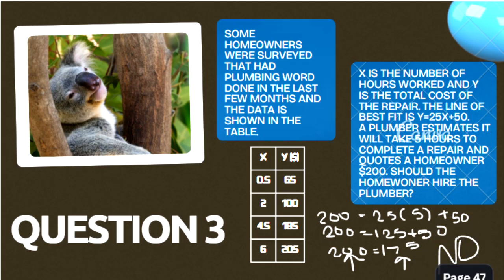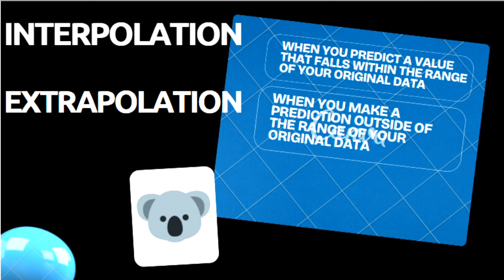No, scammer. So more about interpolation and extrapolation. Interpolation is when you predict a value that falls within the range of your original data, and extrapolation is when you make a prediction outside of the range of your original data.